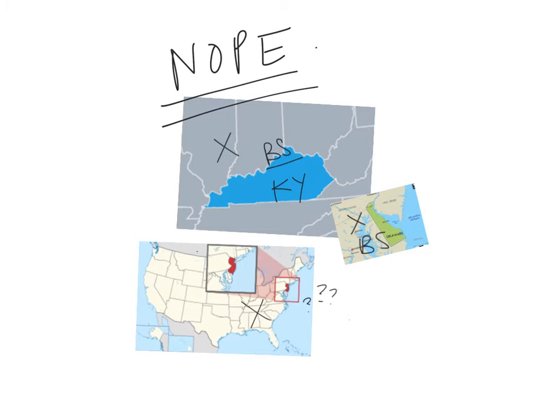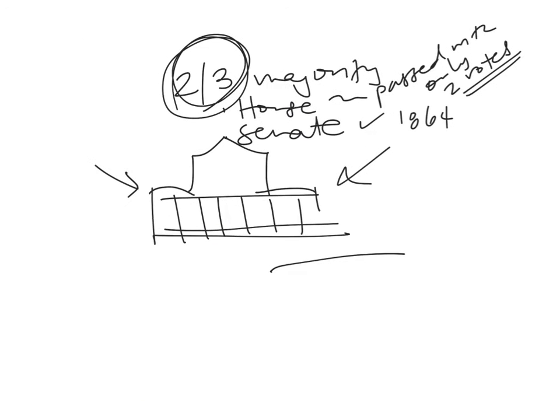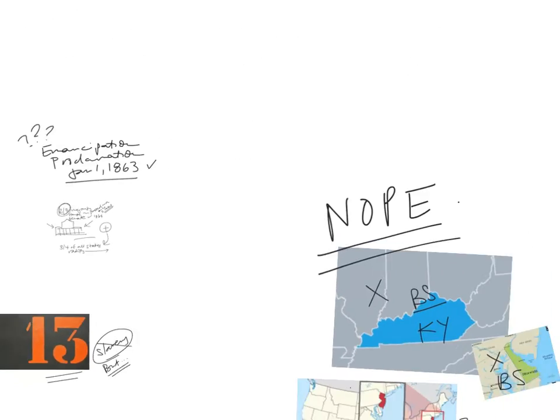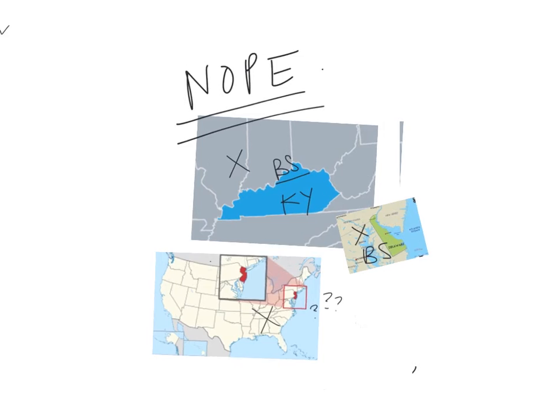All of these states said, nope, we are not going to approve this thing. We are not going to ratify it. Because here's another thing. It goes beyond the 2/3, right? You've got to have the 2/3 majority in the House and Senate. Plus, you've also got to have 3/4 of all states ratify it. And New Jersey, Kentucky, and Delaware all said nope.